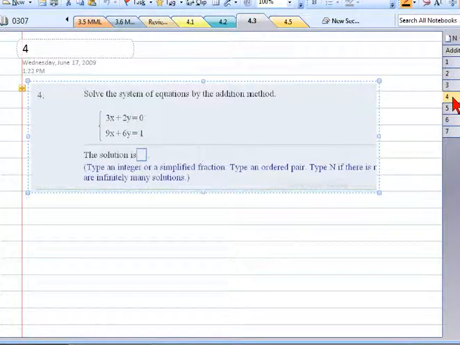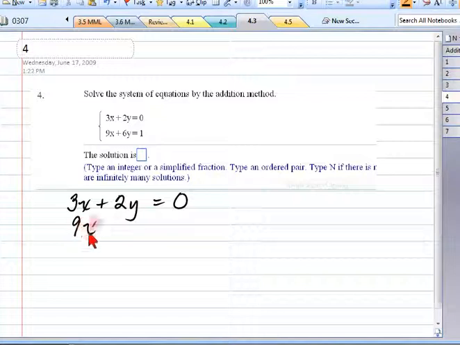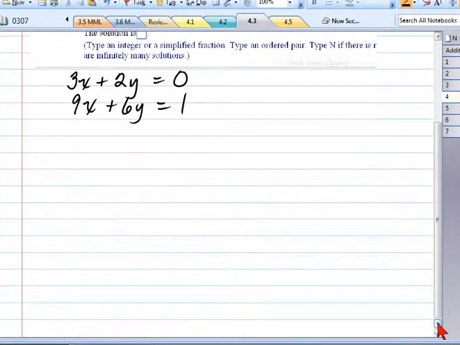This is the first problem where it's not ready for substitution. So let me copy it darker. I have 3x plus 2y equals 0, and I have 9x plus 6y equals 1. All right, looking at the system, I notice that the x's are lined up, the y's are lined up, the equal signs are lined up, and the constants are lined up, so the structure's okay.